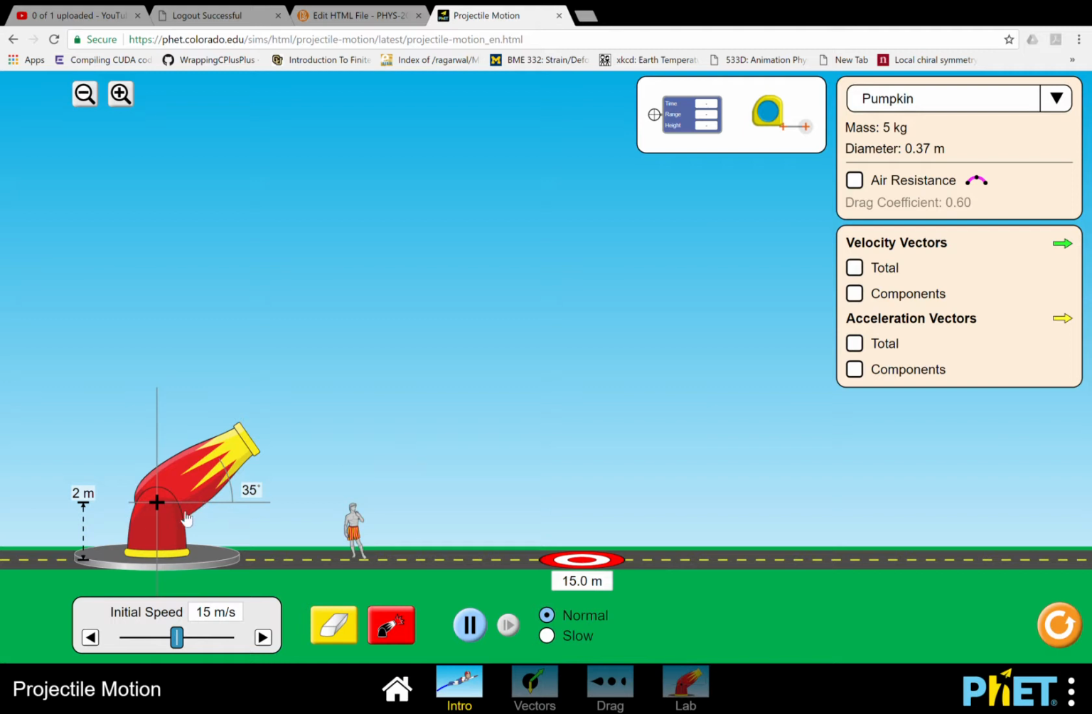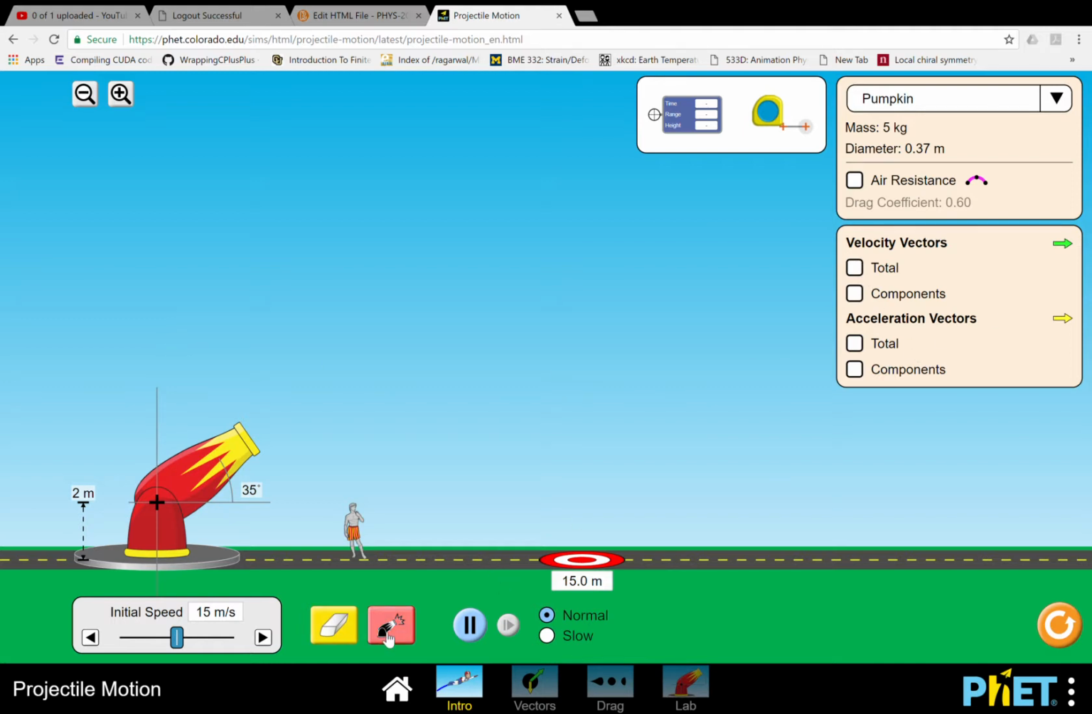The key to understanding projectile motion is to understand that there are two coordinates. There's the x-coordinate and the motion in the x-axis, in the horizontal axis, and the y-coordinate and the motion in the vertical axis. So let's show the velocity vector, right?